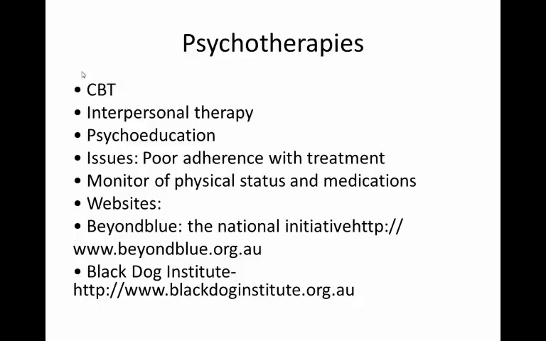Psychotherapies are used in bipolar disorder. The major ones are cognitive behavior therapy, interpersonal psychological therapy, and importantly, psychoeducation. A common issue in the treatment of bipolar disorder is poor adherence with treatment, and this is addressed with psychological therapies to improve someone's motivation for treatment and also understanding of the role of treatment and its efficacy. This also often includes involving the family in the psychoeducation of treatment of the bipolar disorder.